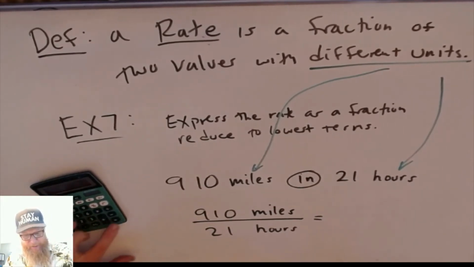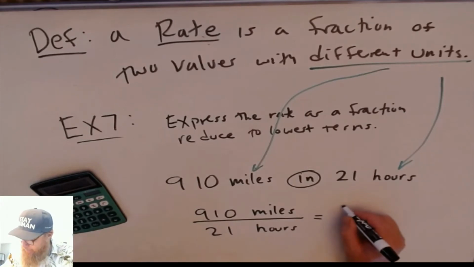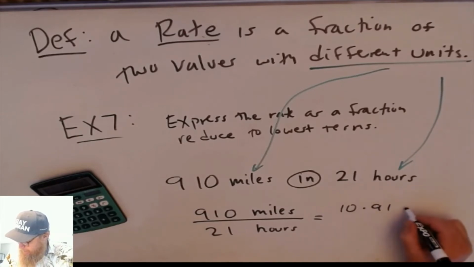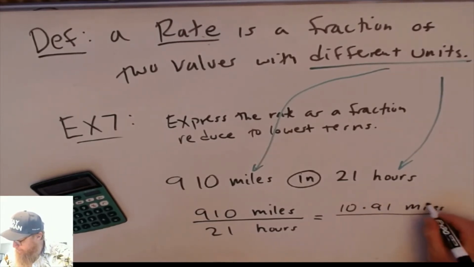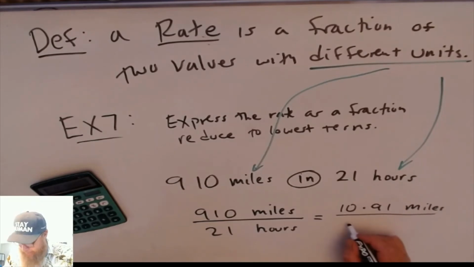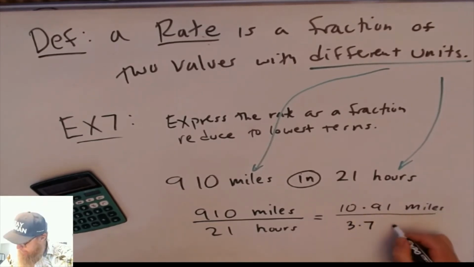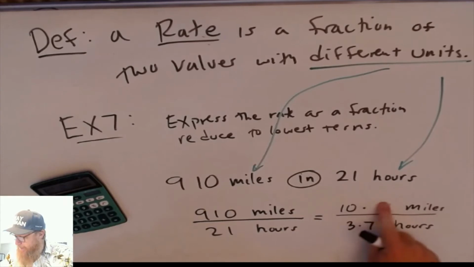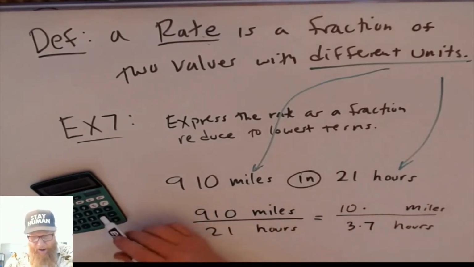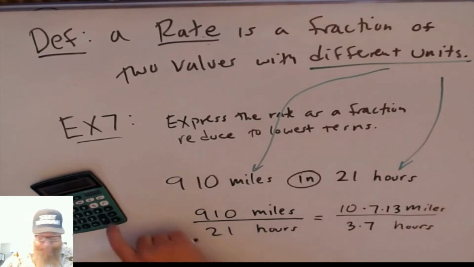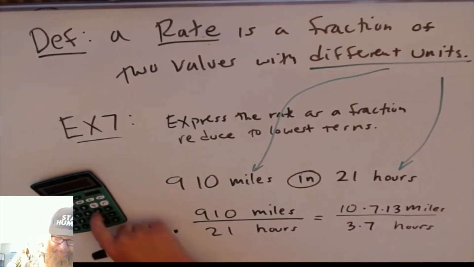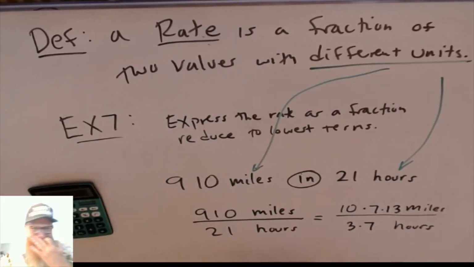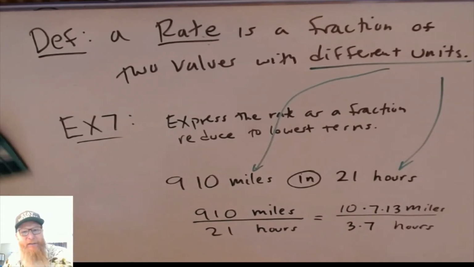91 divided by 13, yeah, 7. So that would be 10 times 91 miles. I have to write the whole word. And then I got 3 times 7 hours. So 910 is 10 times 91, but then I need to save some space here. 91 is 7 times 13. It's another one of those strange numbers. It looks like you can't factor it if you first look at it. I had to actually get out my calculator to make sure.